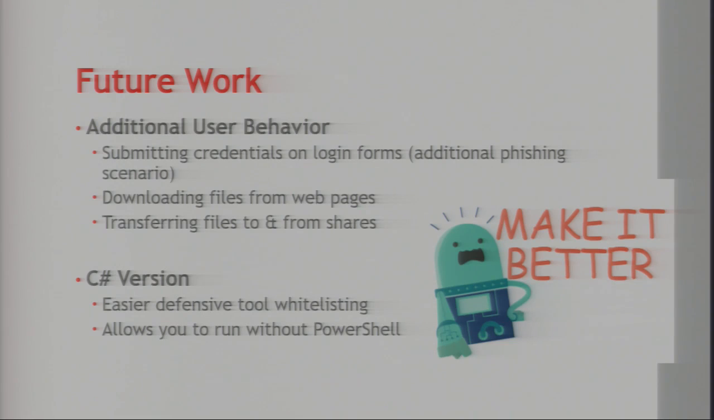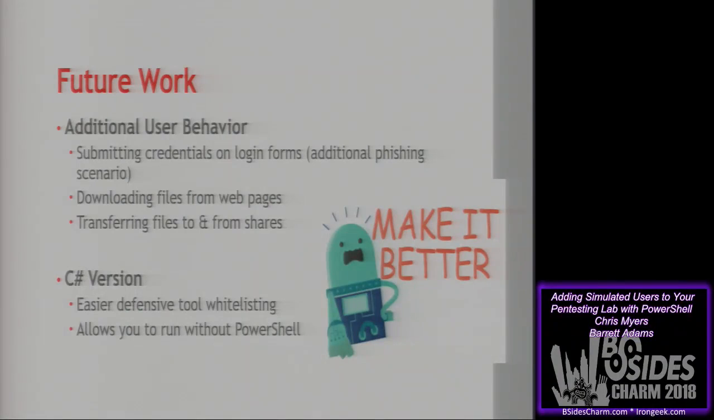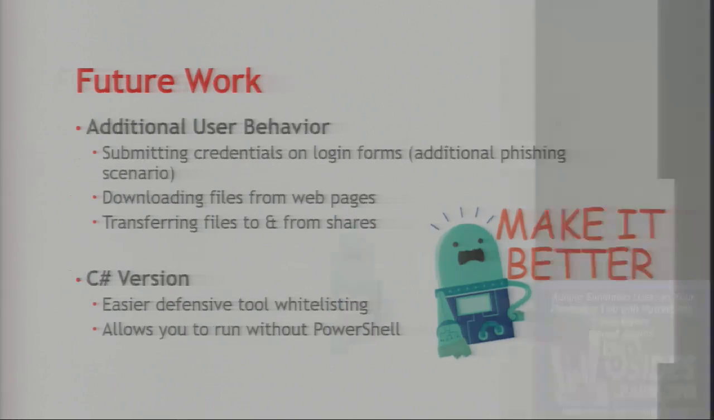We also want to do actual file reads and writes to the network shares. So not just trying to map illegitimate shares that don't exist, but also going to real shares and doing file reads and writes, just to create some more legitimate looking network traffic. We also are considering a C# version. So if you're doing anything crazy with whitelisting or you don't have PowerShell in your lab on certain systems, you can just drop an executable to disk and run it, and it should be fine.